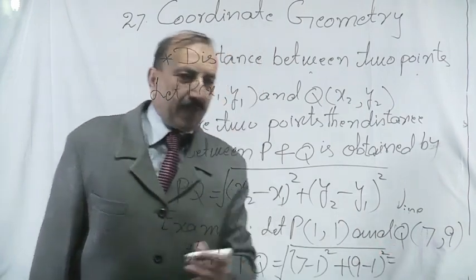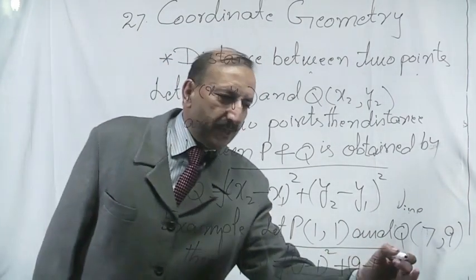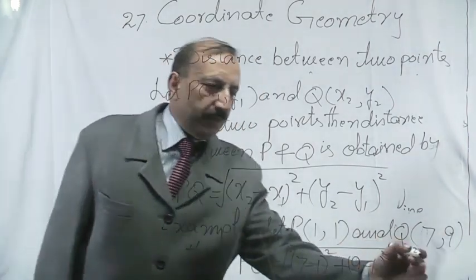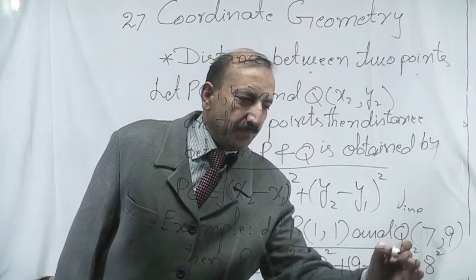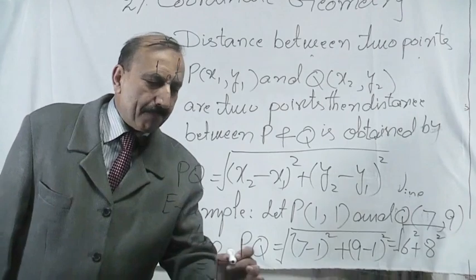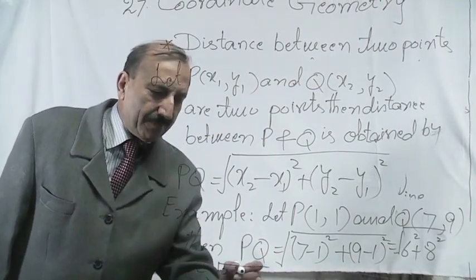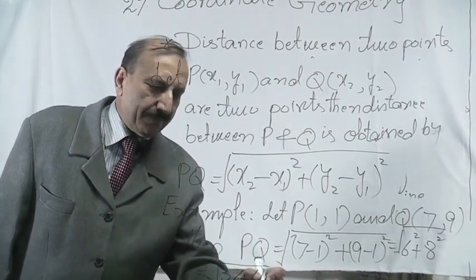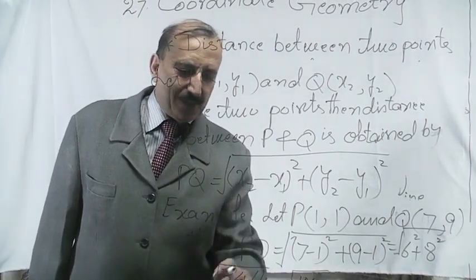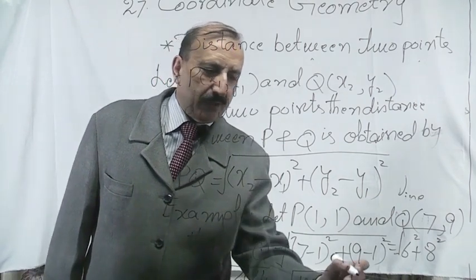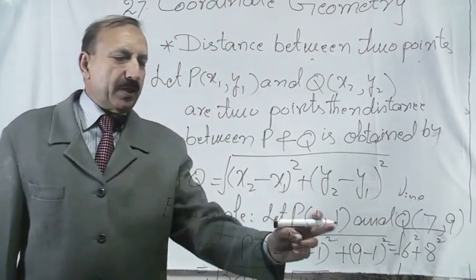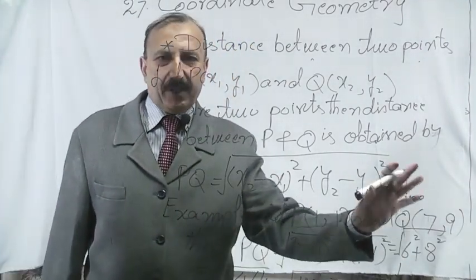And then let's simplify it. 7 minus 1, it will be 6, and this will be written 6 square, plus 9 minus 1, it will be 8 square, and this will be equal to 36 plus 64, and this is equal to 100 when we add these two, and ultimately we will get 10 units as the distance between 2 points with coordinates 1, 1 and 7, 9.